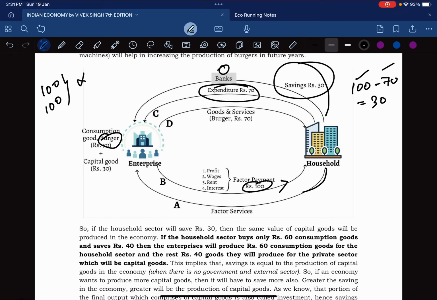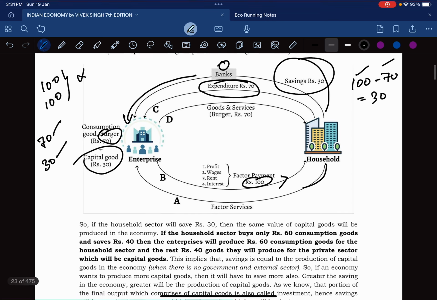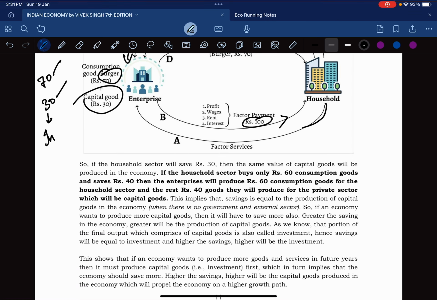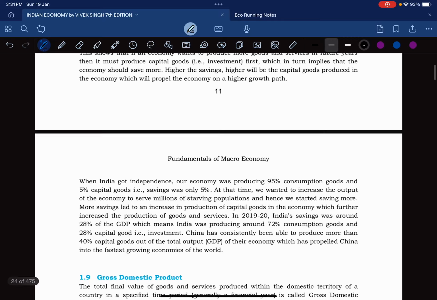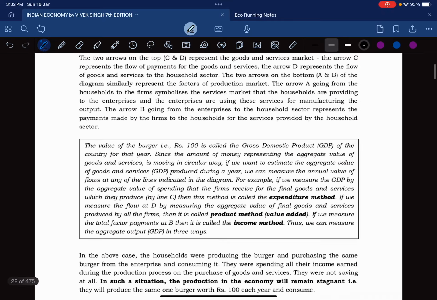These 30 rupees will be deposited in the banks by the household. Now enterprise will take this 30 rupees as loan and provide them as capital good, right? So 70 rupees will be consumption good, 30 rupees will be capital good. So now this capital good will act as an investment, and this investment will grow our economy. So to grow our economy, we need more of capital good. To need more of capital good, we need more savings, right? So that is all about the circular economy. That's all it's written here.